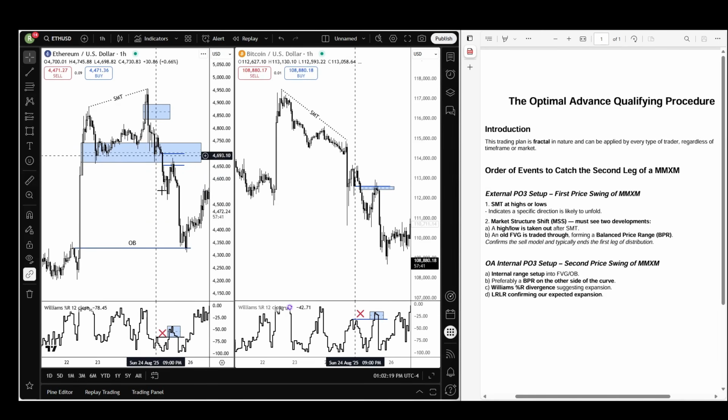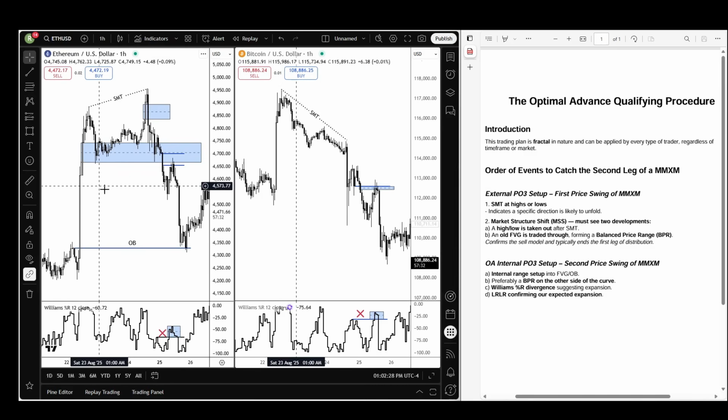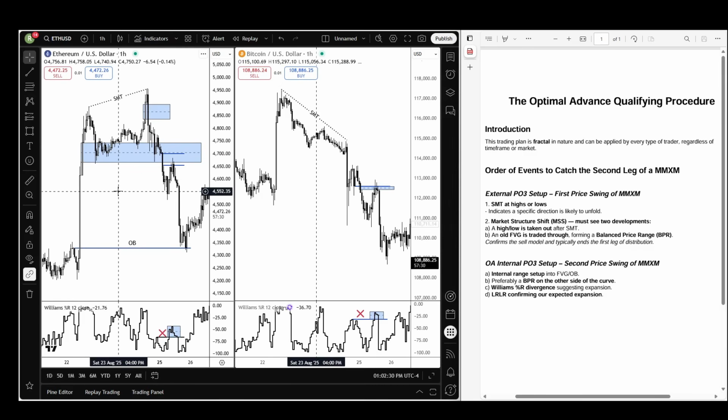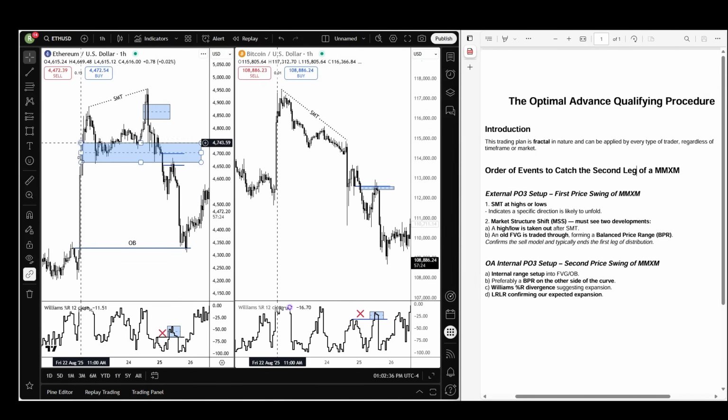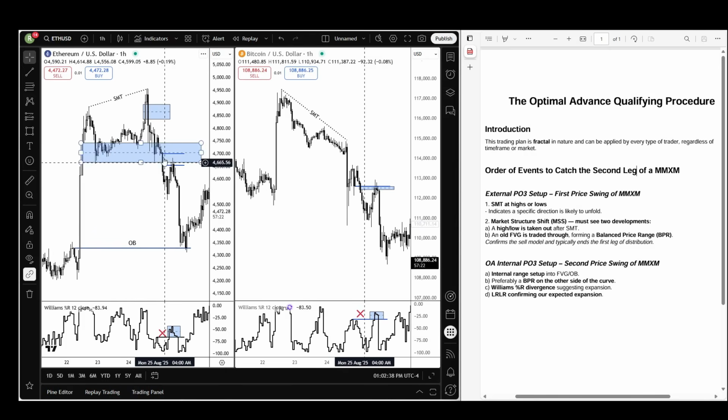So we trade back up into a fair value gap that got left, okay? Order block, we have this wick here and this balanced price range. So these are 3 PD arrays that I like to typically see in my optimal advanced setup. The order block right here, these 2 up close candles, balanced price range on the buy side of the curve, and the fair value gap that gets left here. So I have all my PD arrays present.